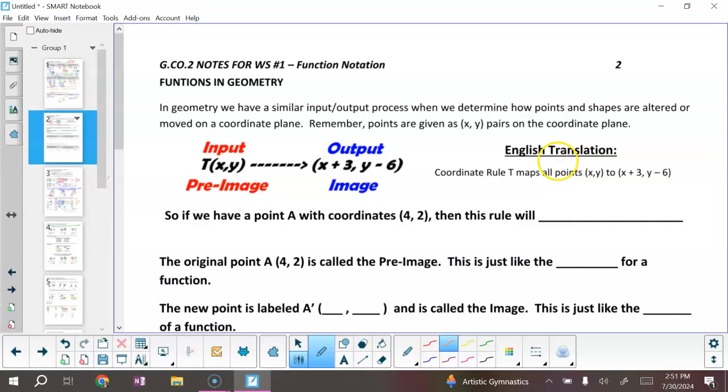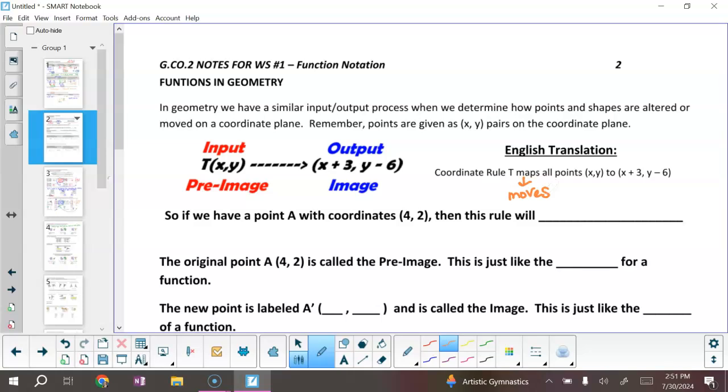Over here, in our words, how I would describe this to somebody is that we're talking about coordinate rules. Coordinate rules are things that we do to these coordinates to cause them to change where they're at on the graph. The coordinate rule that we see here maps all of those points, x, y, to x plus 3 and y minus 6. When they say maps here, what that means is moves.